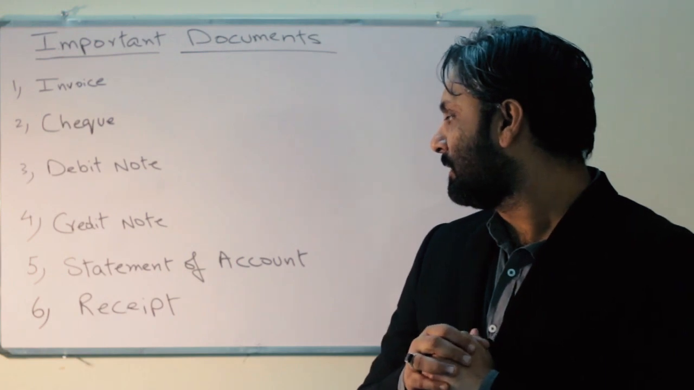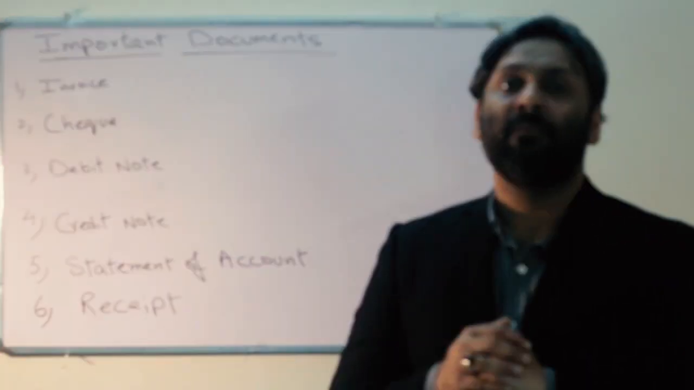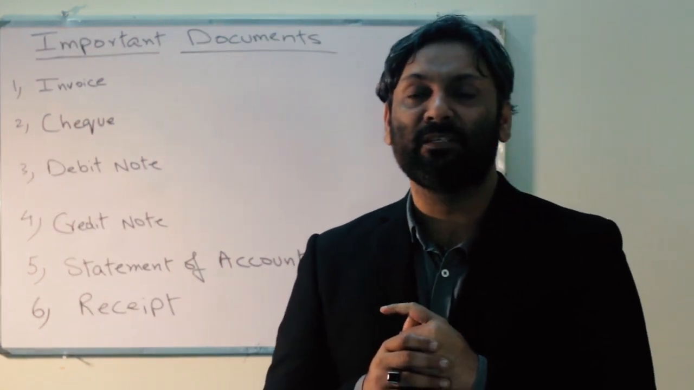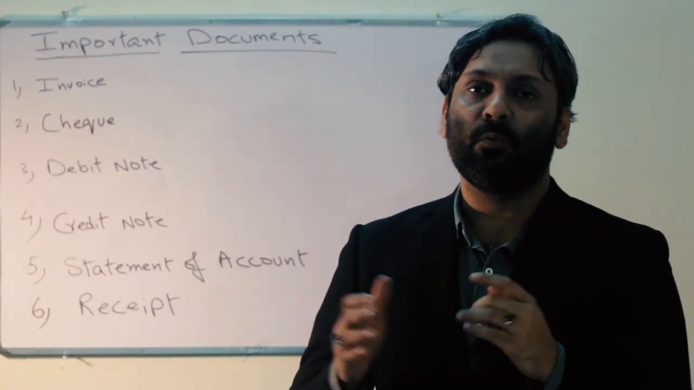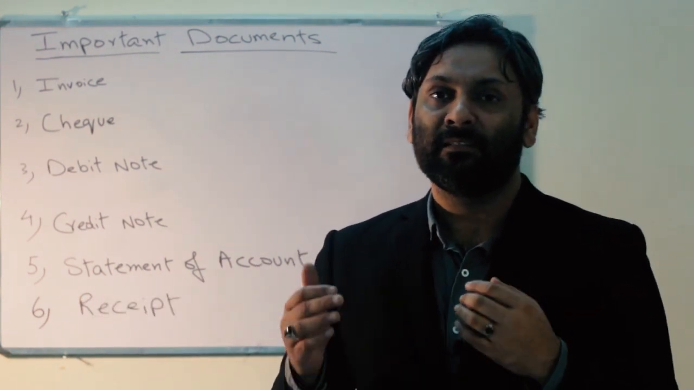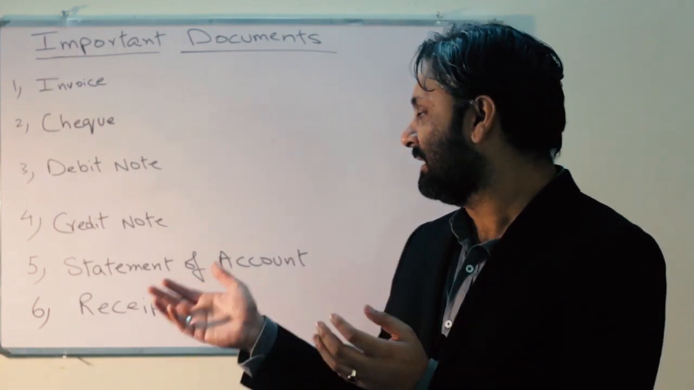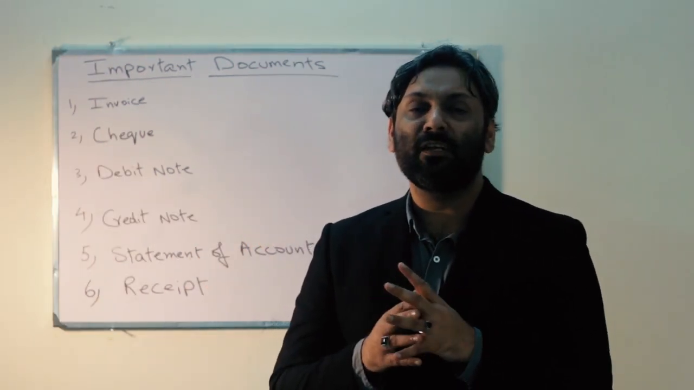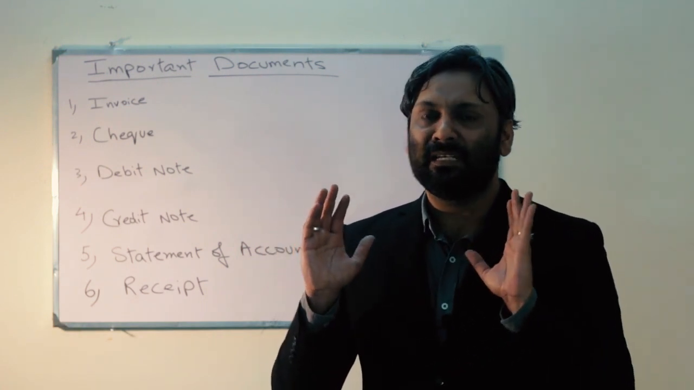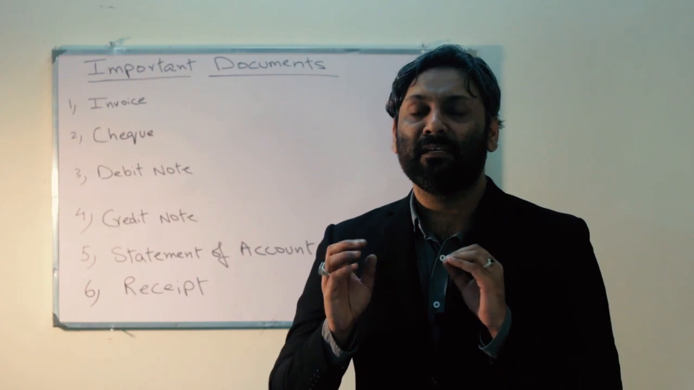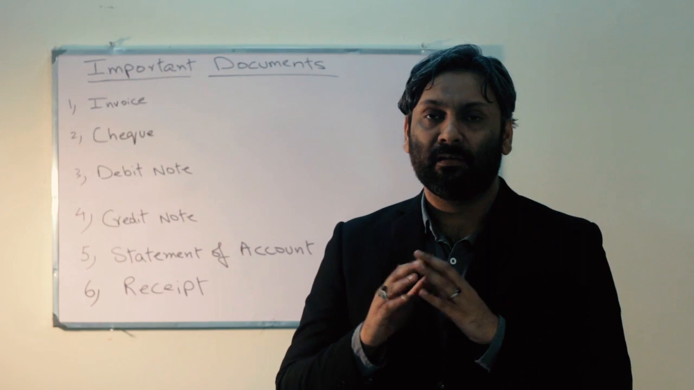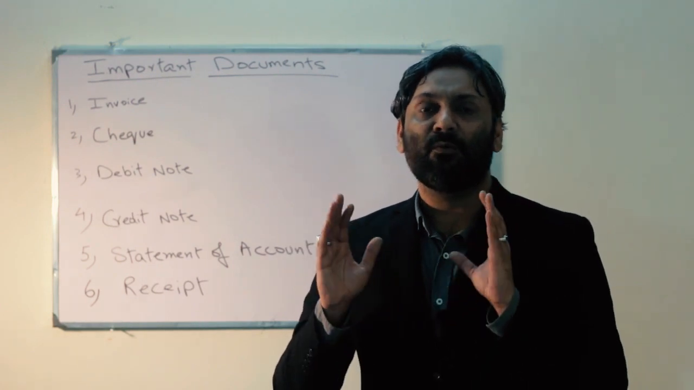And then we are talking about statement of account, which is a document which is a summary of all the pending invoices that are either requested by our supplier from us or by us from the customers. And finally, receipt is an acknowledgement of payment. So these are the basic documents which we need to be aware of while making records in the accounting books.